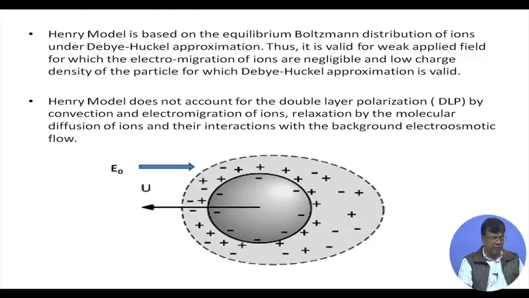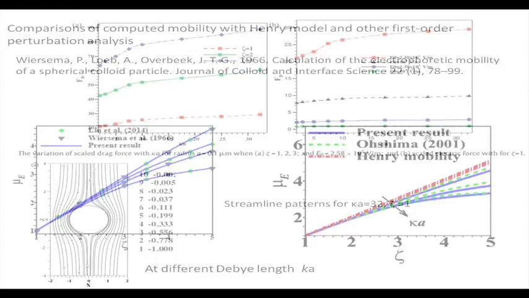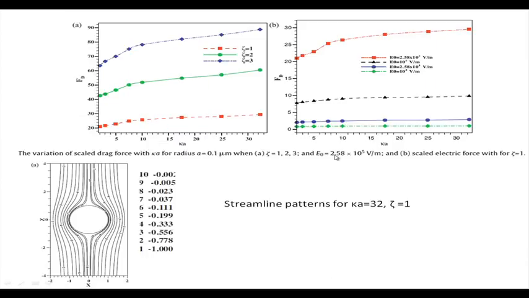So, these interactions of the double layer polarization and also the relaxation effect, which is important when zeta potential is high, and their interaction with the electroosmotic flow of the imbalanced ions become very important, and that is only possible to capture through a model based on the Navier-Stokes equation without neglecting some terms, like in the first order perturbation analysis, where the nonlinearity is not completely neglected, but is taken only up to the first order.